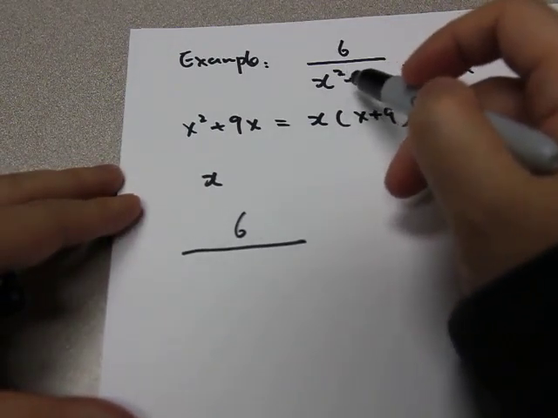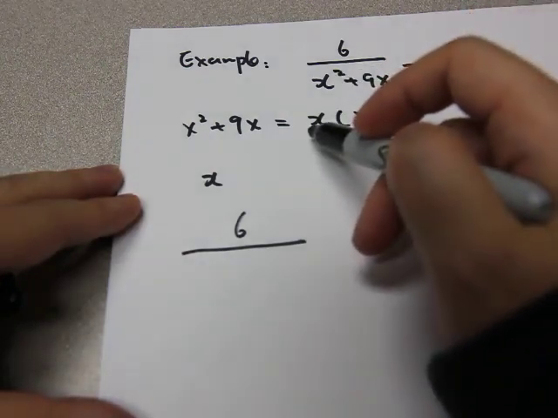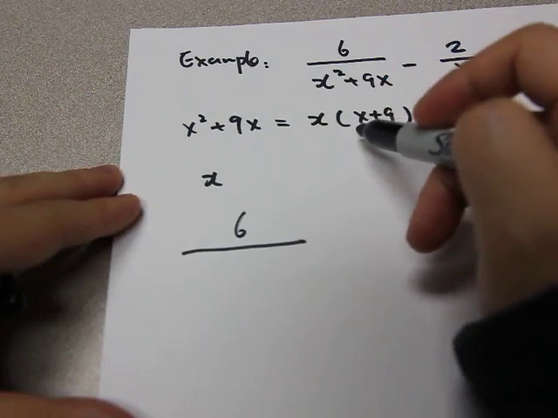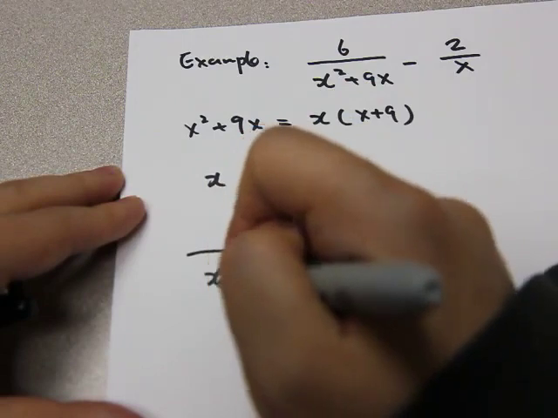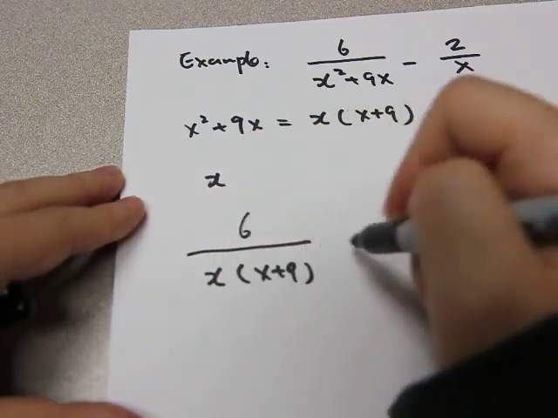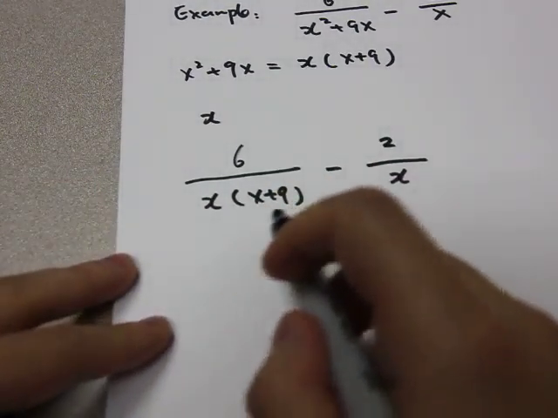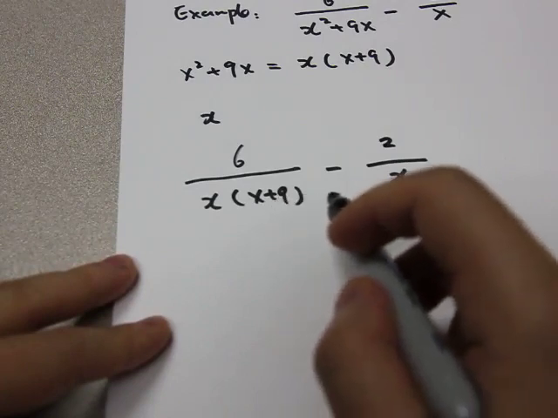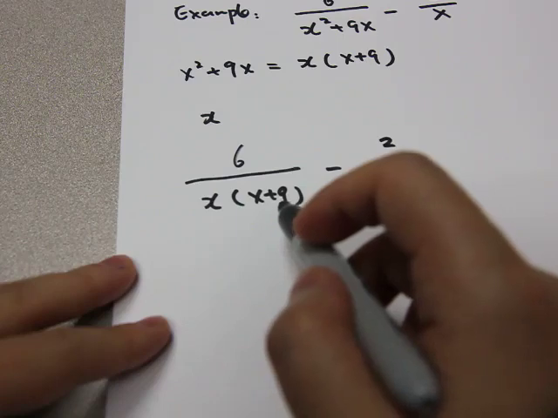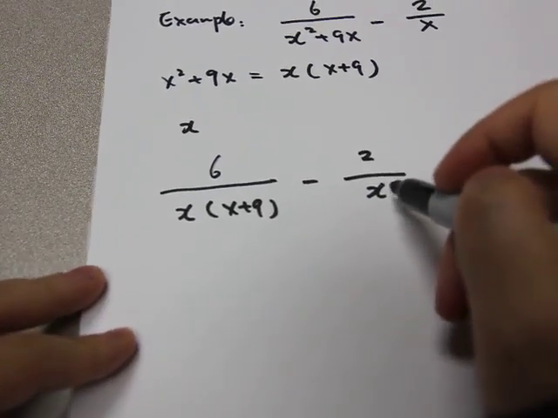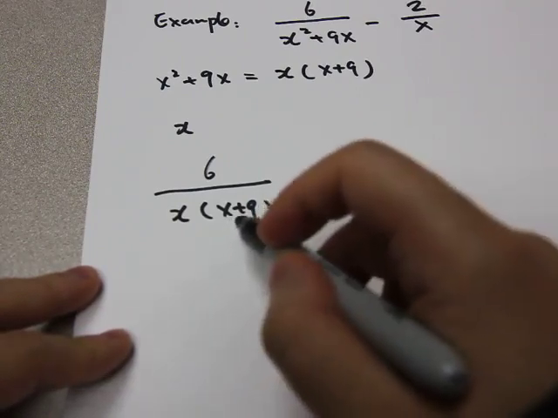And then we will need to rewrite the denominator into the product of the factors. So x squared plus 9x, we write as x times x plus 9, minus 2 over x. So from this, we can see the least common denominator is x times x plus 9, right? So therefore, we know the second denominator x needs a factor of x plus 9.